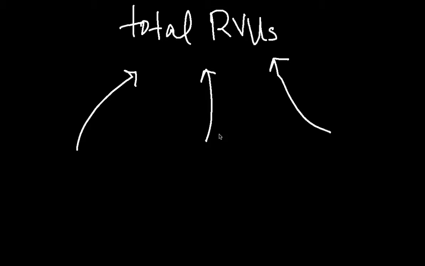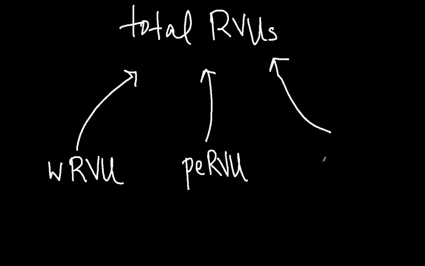patient. The total RVUs is broken down into three categories, and the first is your WRVU. That's what we're going to focus on the most. But just for completeness, let me tell you what the other two RVUs are. There's a practice expense RVU. I'll briefly tell you what that is. And then there's a malpractice RVU, and I'll tell you what that is.